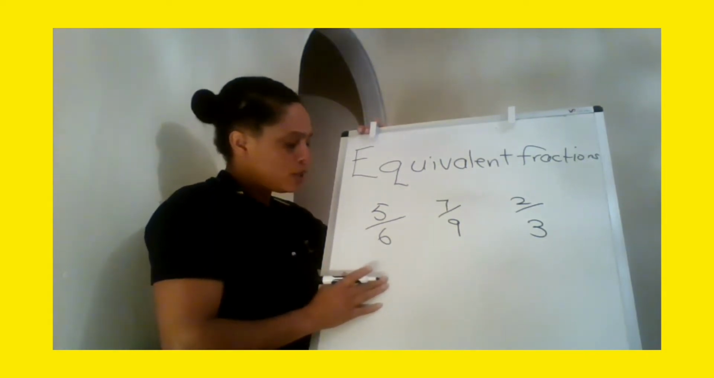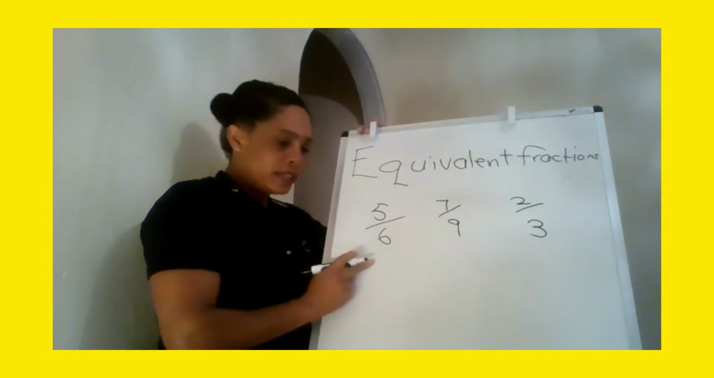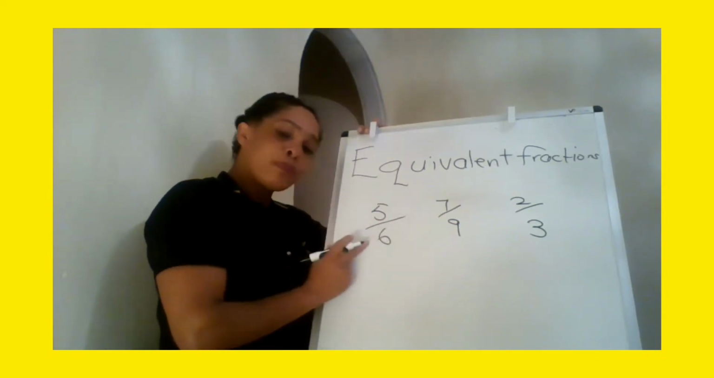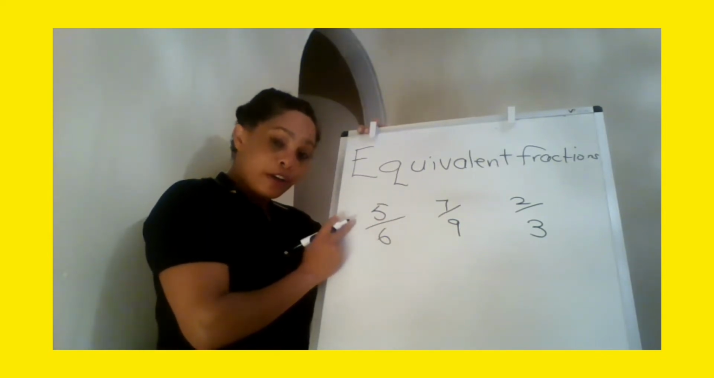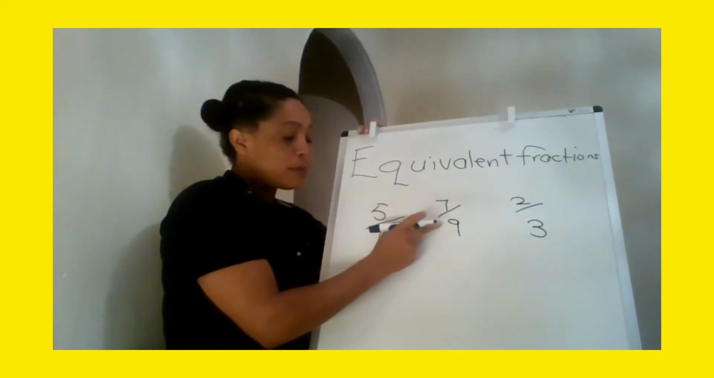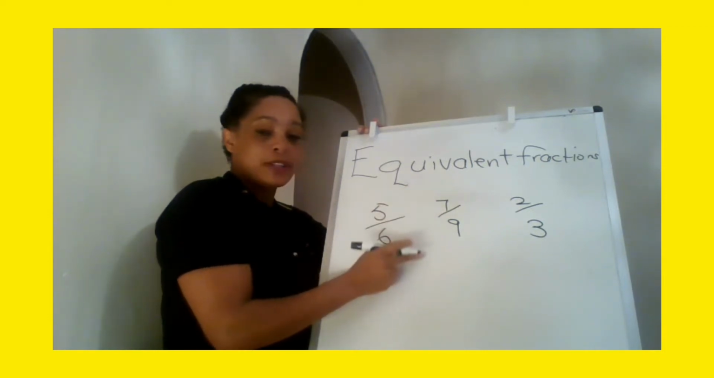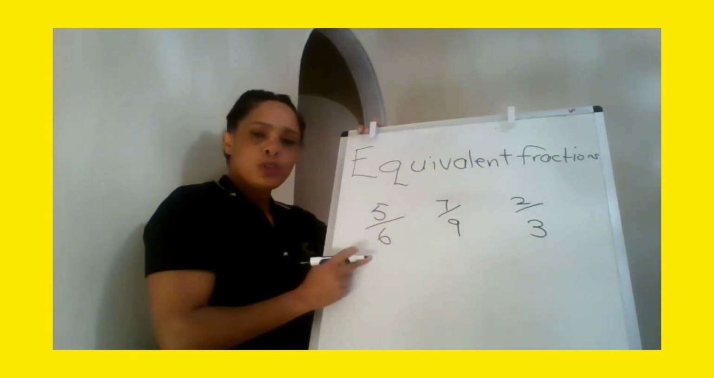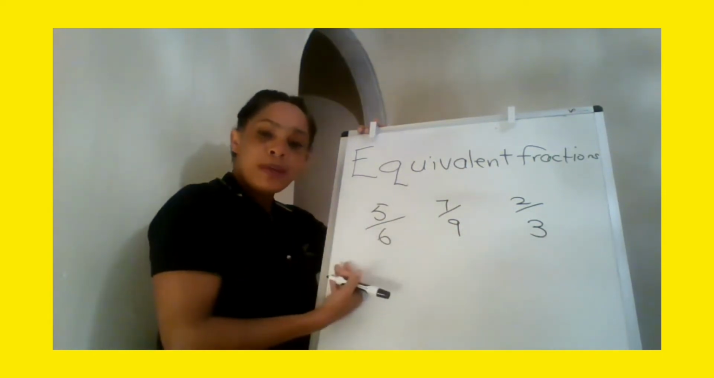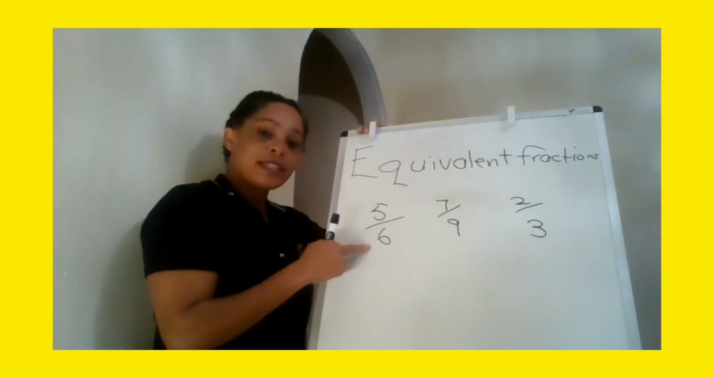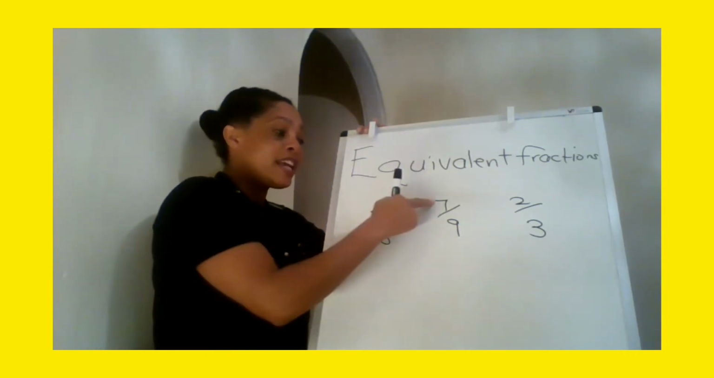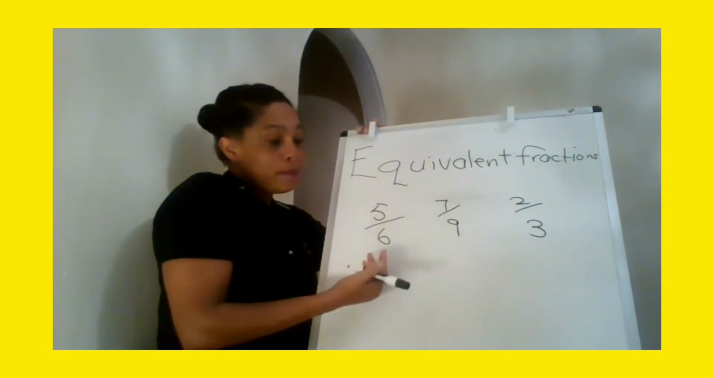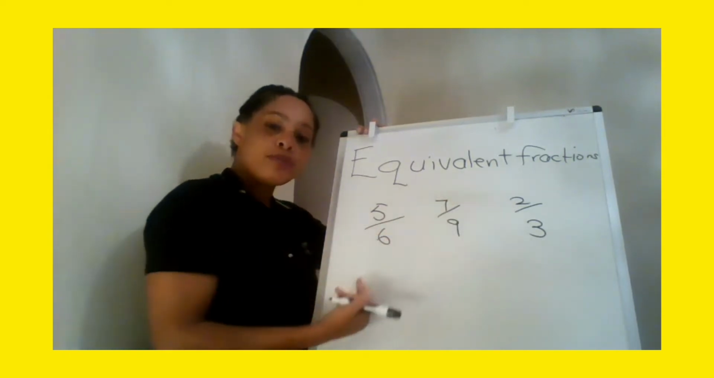Okay, let's continue. 5 out of 6. This means that this is cut up into 6 parts and I've taken out 5. This is cut up into 9 parts and I've taken out 7. This is cut up into 3 parts and I've taken out 2. Now I need to see which one of them is bigger. If I take 5 out of 6, is it bigger than if I take 7 out of 9? Or is it bigger than if I take 2 out of 3?